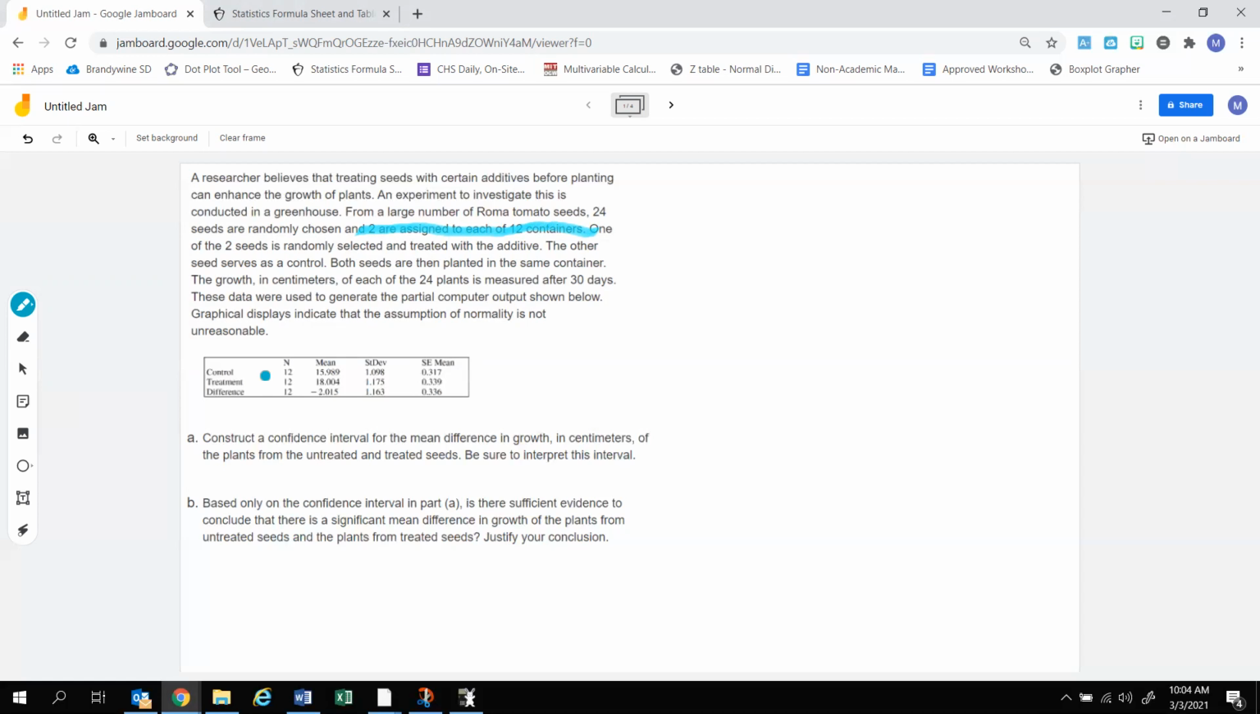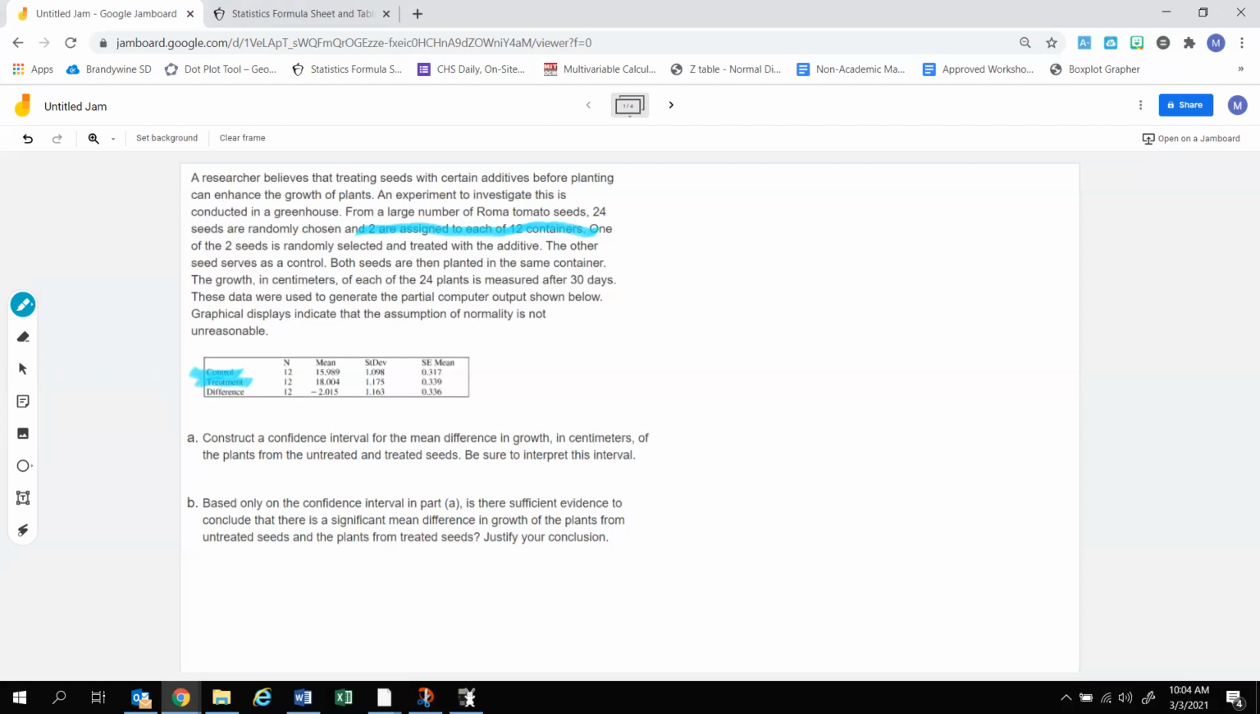Because for each of the 2 groups, treated and untreated, there's one of each that is paired up inside of each container. So this is 100% a matched pair scenario. Where that's going to come into play is right here in the middle. They're giving you a control average and a treatment average. These numbers mean nothing.